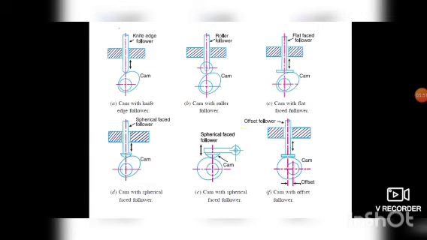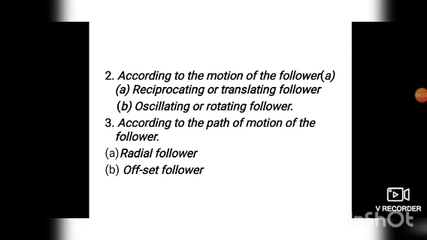So we can see all the types of cam follower, like the knife edge follower here, roller follower here, then flat face follower here, and spherical face follower here. So this is the first type of classification we can do. Then next, according to the motion of the follower, first is reciprocating or translatory motion. When the follower reciprocates in a guide as the cam rotates uniformly, it is known as a reciprocating or translatory follower.